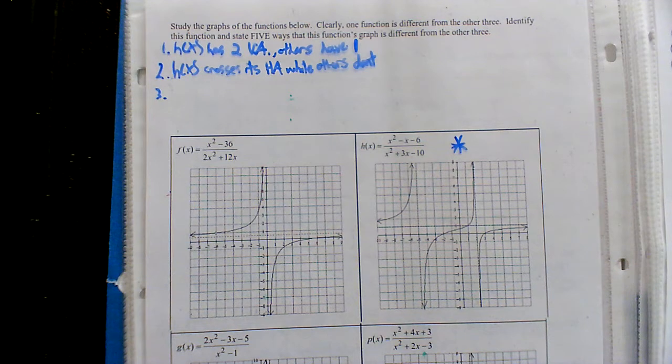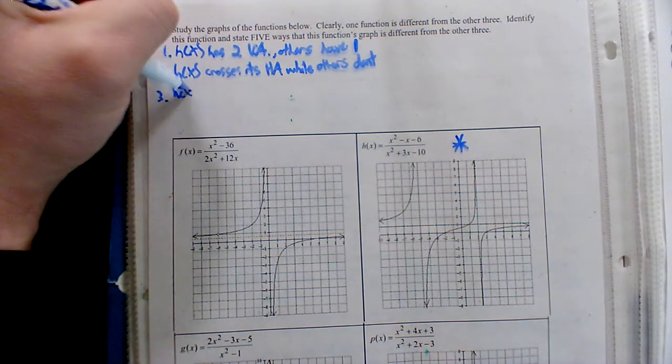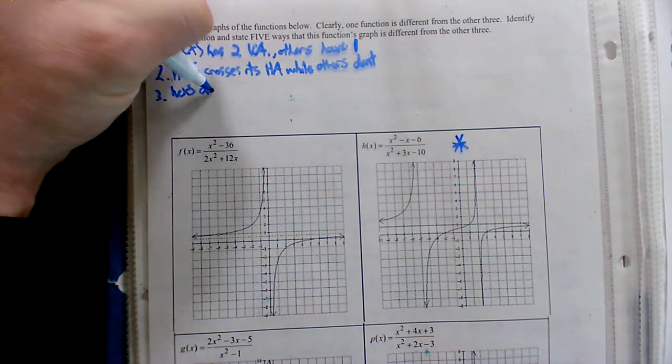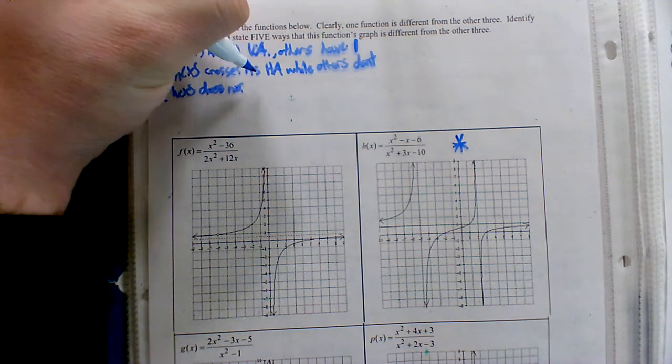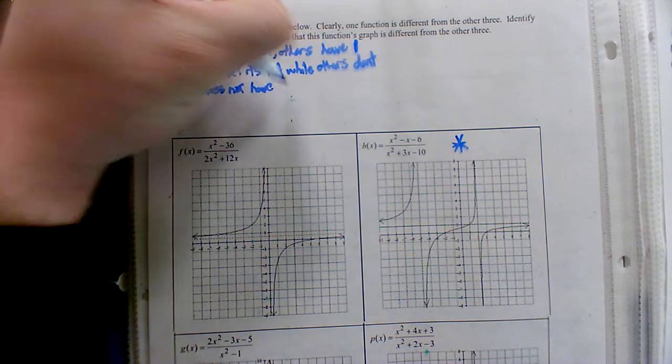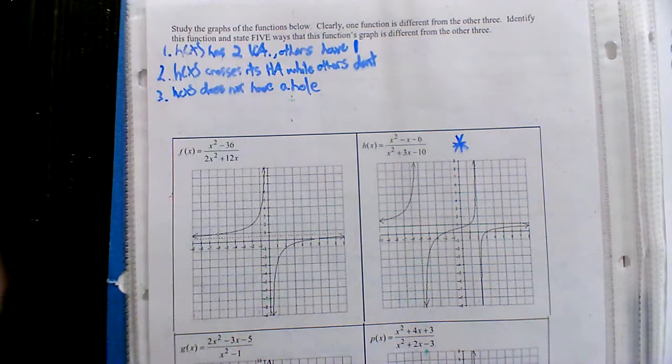Alright, I have 6 different things, so we have like 4 more things we can write about this. Marie? The other ones have a hole discontinuity. Have a what, sorry? A hole discontinuity. Okay, and h of x does not. So h of x does not have a hole. Okay.